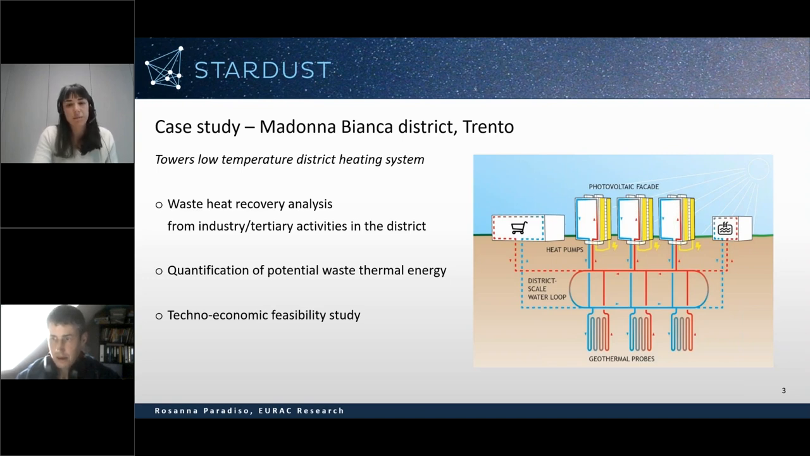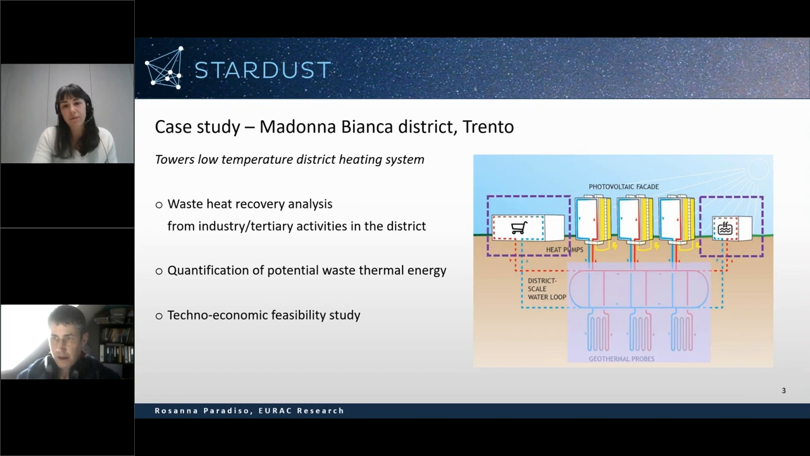Today I'm going to focus on our work for this project, which was the techno-economic feasibility study for recovering the waste heat deriving from the activities close to the towers, like the shopping malls and the leisure center and so on. But before going to that, the waste heat potential evaluation was needed.